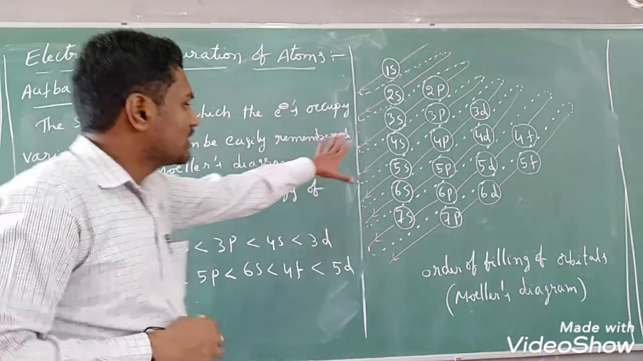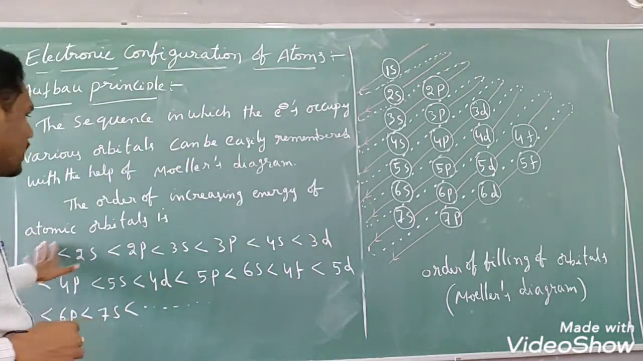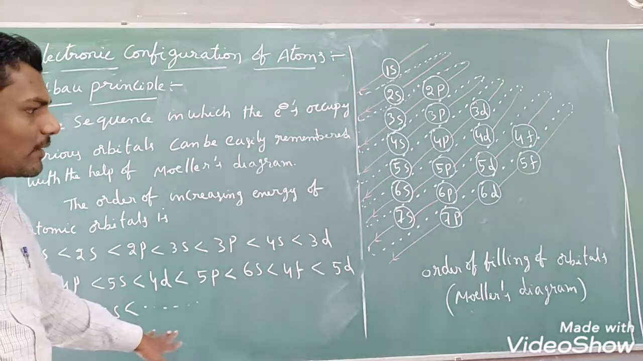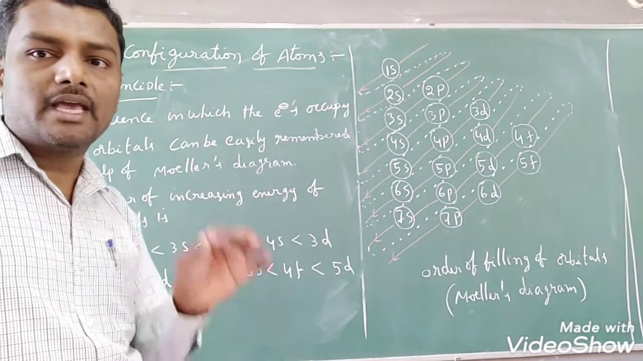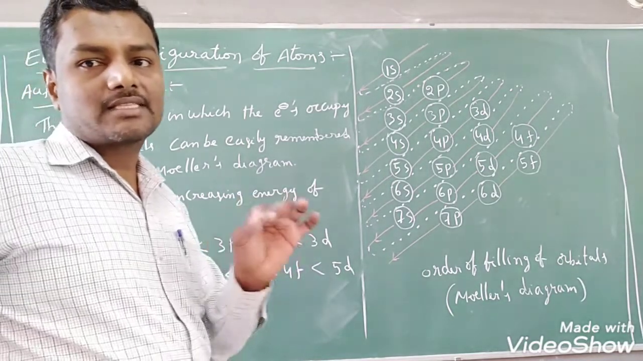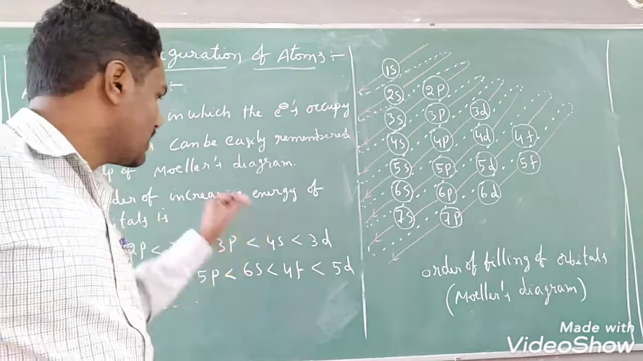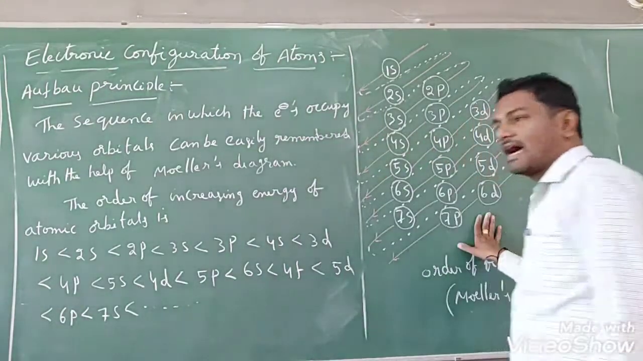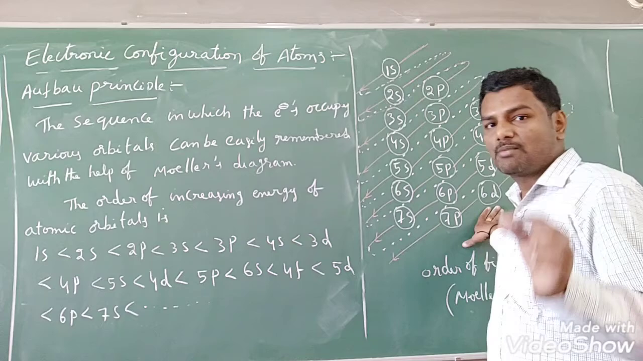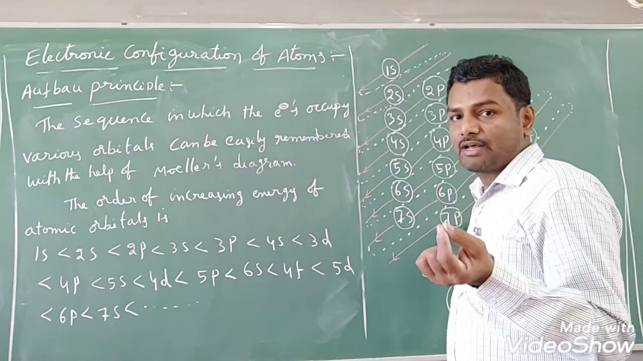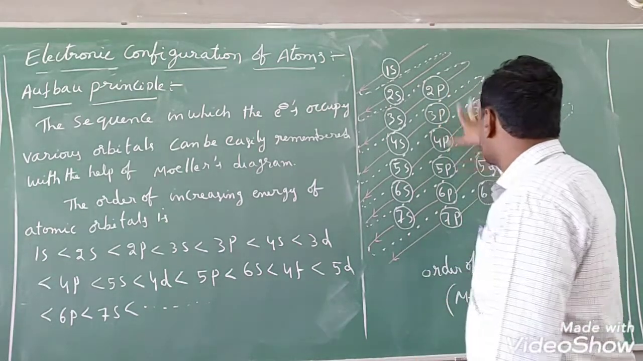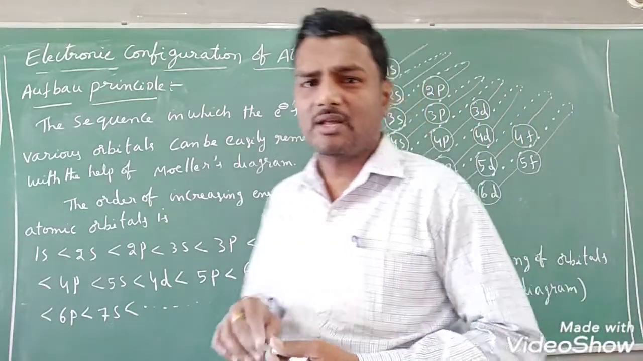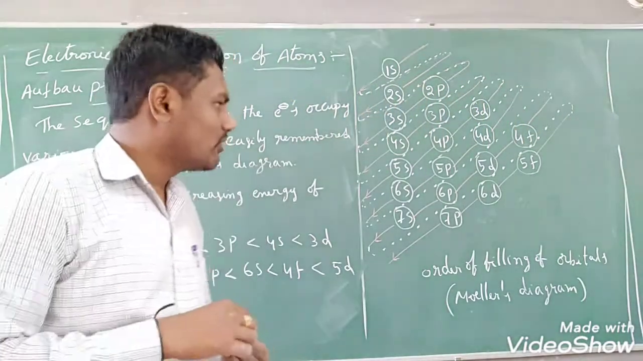Now, based on this Moeller diagram only, I have written the order of increasing energy of various atomic orbitals, students. This you can copy. This Moeller diagram will be helpful for you in numericals also. Sometimes they may ask this in the board examination also: draw the Moeller diagram, for 1 mark or 2 marks. So you have to practice this Moeller diagram. It will be very easy, only 1 or 2 times you need to practice it. I hope everybody got this.